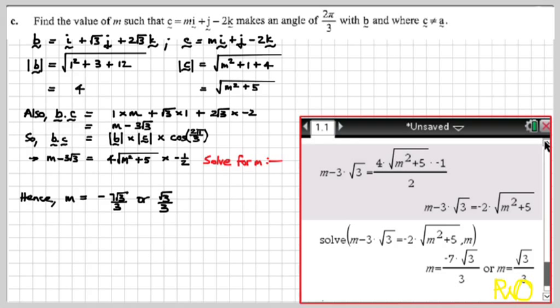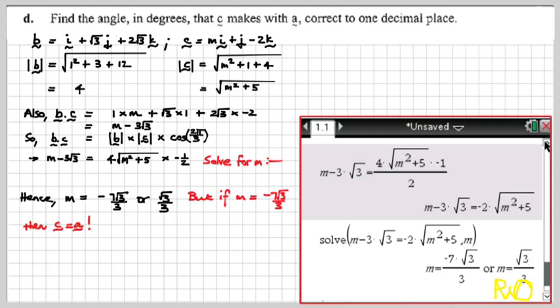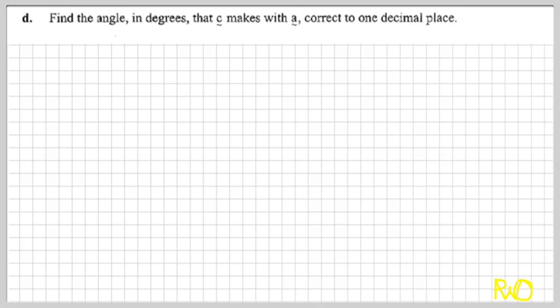Alright, so we can say that m equals minus 7 root 3 over 3 according to the calculator, or root 3 over 3. But if m equals minus 7 root 3 over 3, then it appears that C will be the same as A. And of course we know that C can't be the same as A from the question that we got. So therefore that only leaves us with one option for M, which is that one. Pretty neat, guys. Let's quickly go to the next bit because we're dragging on with time.